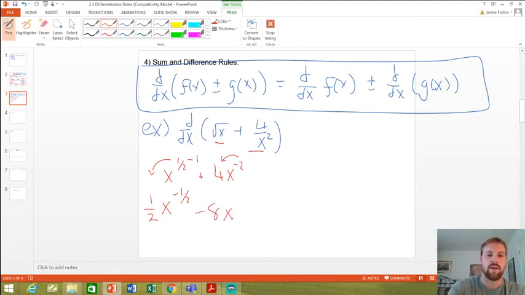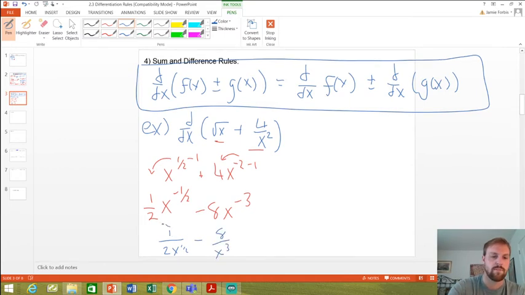Minus 8x. And then minus 1 power from negative 2 is negative 3. And that's our answer. But if we want to write it without the negative, we can say 1 over 2x to the 1/2 minus 8 over x to the 3rd power. Okay. So all we did was just take the derivative of each piece.